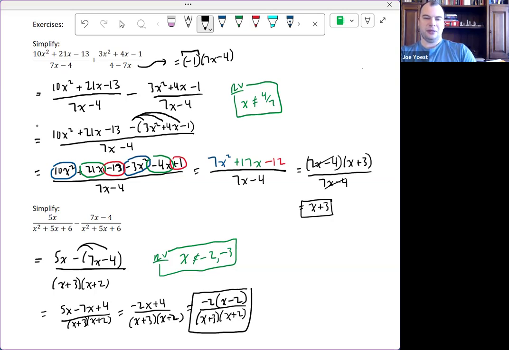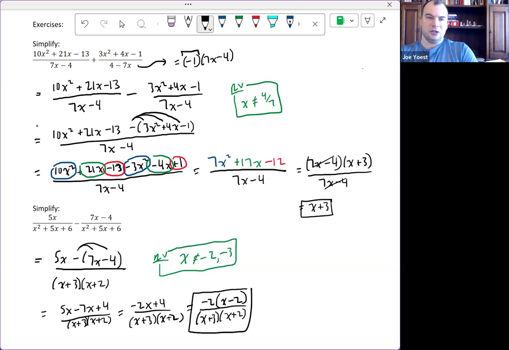And then we combine together like terms. So in the blue, I circled the x squared terms. 10x squared minus 3x squared is 7x squared. In the green, 21x minus 4x is 17x. And in the red, -13 plus 1 is -12, all divided by 7x minus 4.